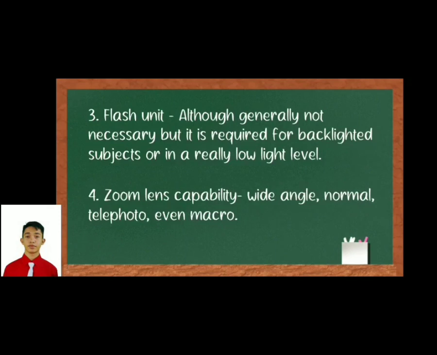The next one is the flash unit. Although generally not necessary, it is required for backlit subjects or in really low light levels. When we say backlit subjects, when a subject is backlit, meaning the primary source of light is behind them, a flash can help balance the exposure. Without a flash, the subject may appear dark or silhouette-like against the bright background. Using a flash in this situation can illuminate the subject, ensuring that both subject and background are properly exposed.